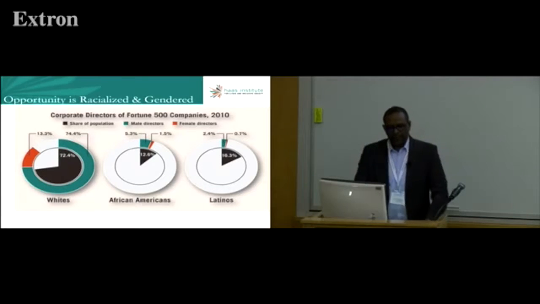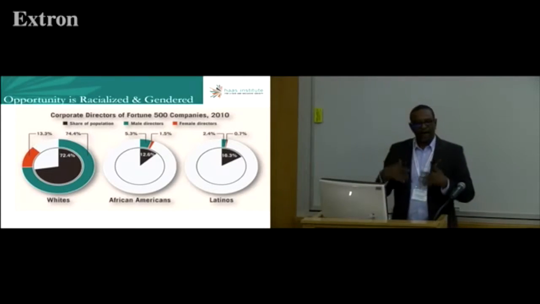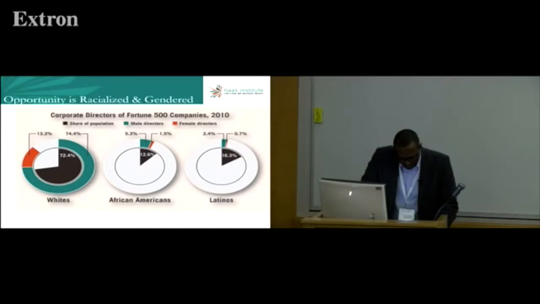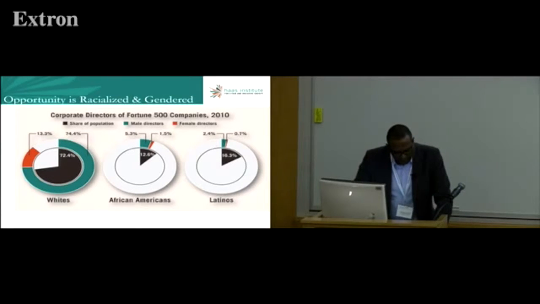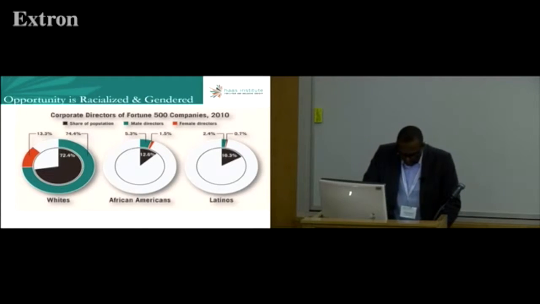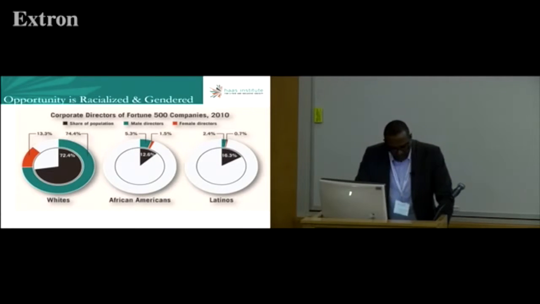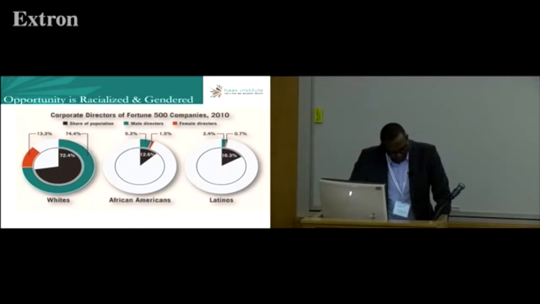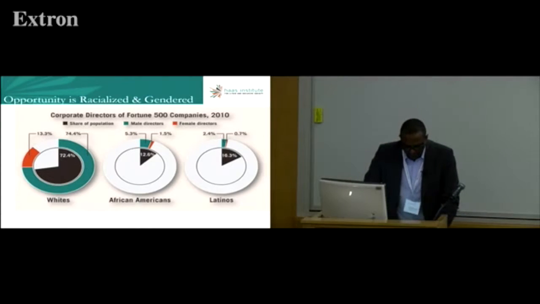But within those corporations, we looked at how it is racialized and how it is gendered. And you can see for yourself, it is really staggering. As of 2012, for example, the large majority of corporate directors of Fortune 500 companies were white men, at an average of 74.4%. White women were substantially lower at 13.3%, although white men and women make up 72.4% of the US population.